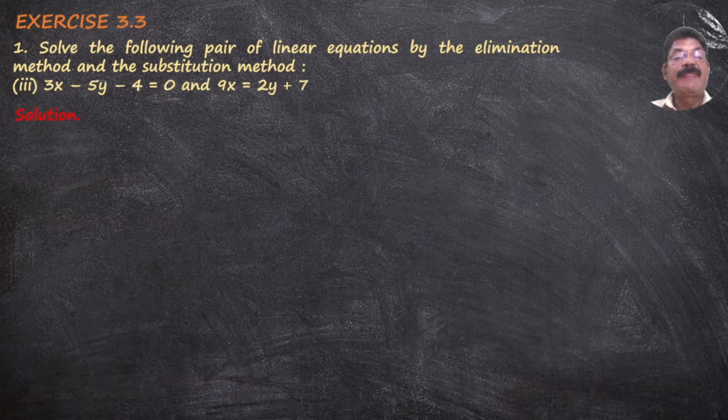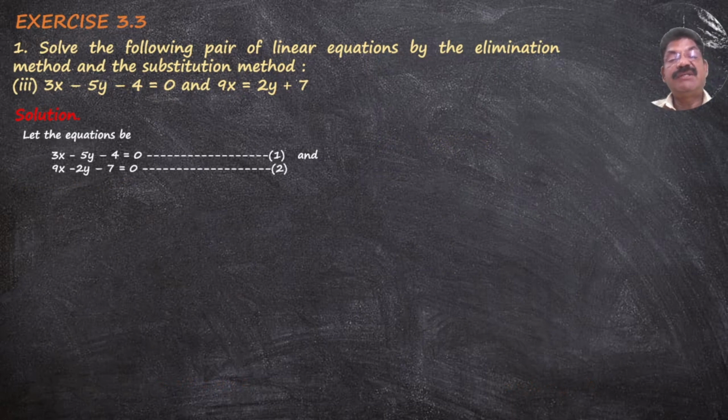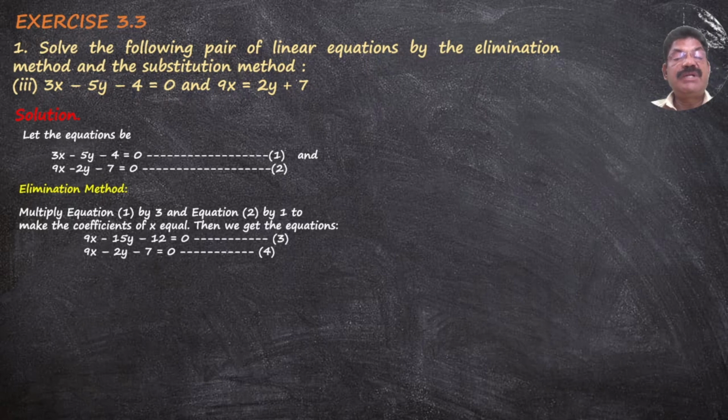Now, third problem. You take 3x minus 5y minus 4 is equal to 0 as equation number 1 and 9x minus 2y minus 7 equal to 0 as equation number 2. Now, to eliminate x, I multiply equation number 1 by 3 and equation 2 by 1. Therefore, the coefficient of x becomes 9 in both the equations. So, 9x minus 15y minus 12 is equal to 0. 9x minus 2y minus 7 is equal to 0.